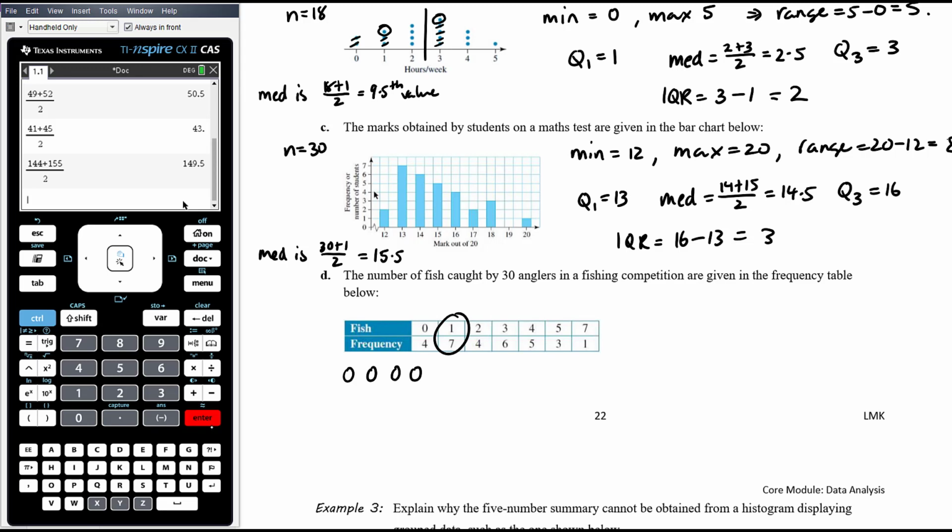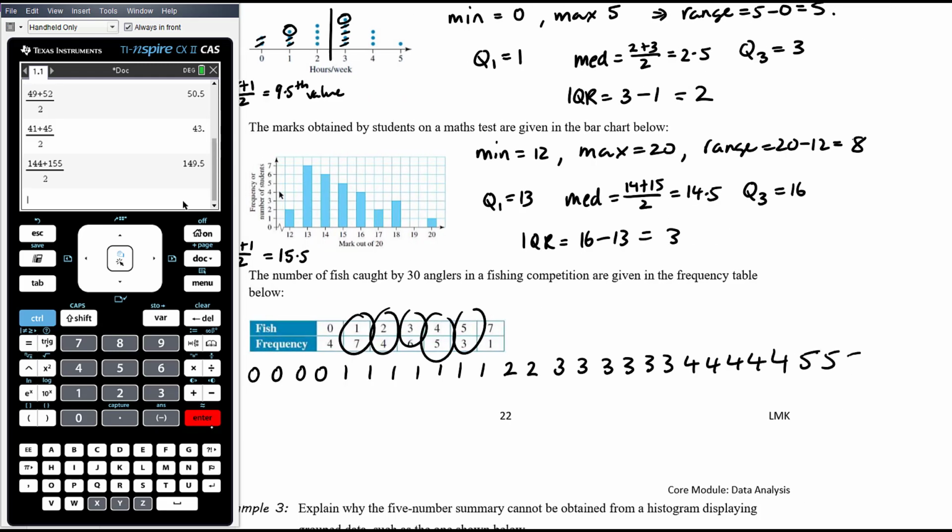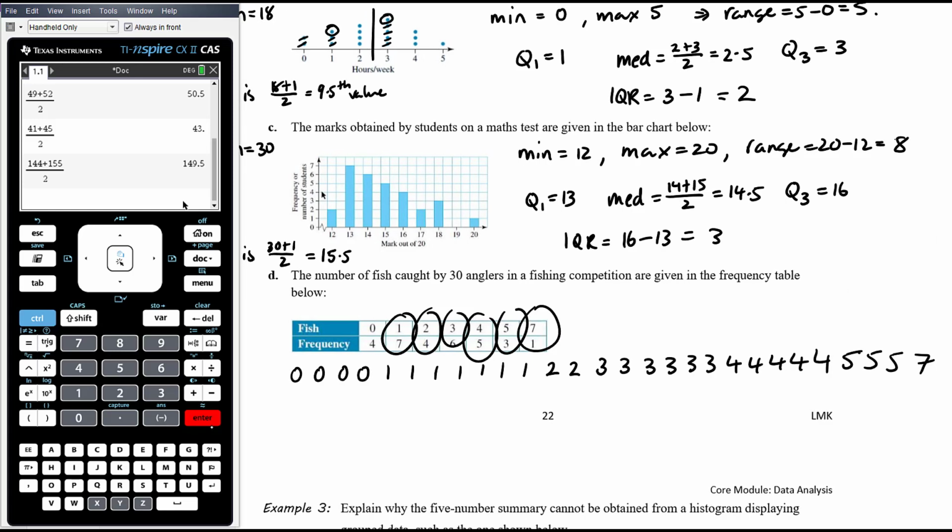Then there were a further 7 anglers or fishermen who caught 1 fish. So it'd be 7 ones. Then there were a further 4 fishermen who caught 2 fish, 6 who caught 3 fish, 5 who caught 4 fish, 3 who caught 5 fish, and 1 who caught 7 fish. My apologies. So, by all means, write out the list of data. However, you shouldn't need to do that, and if the numbers were bigger, that wouldn't be possible.